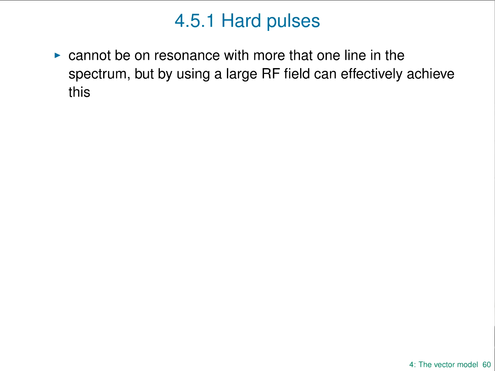Now that's all very well, but you can't be on resonance with all of the lines in the spectrum. You've got several lines in your spectrum normally. You could put the transmitter on top of one of them, but you couldn't do that for all of them. You've got to choose one place to put it. But if you make the radio frequency field, the B1 field, strong enough, you can effectively achieve this to good approximation for all the lines in the spectrum.